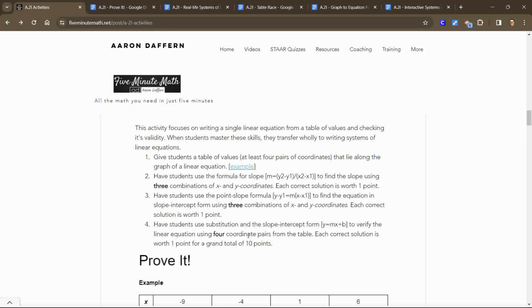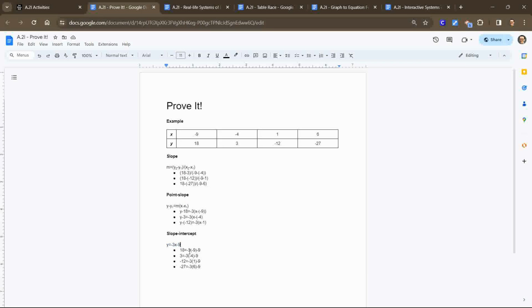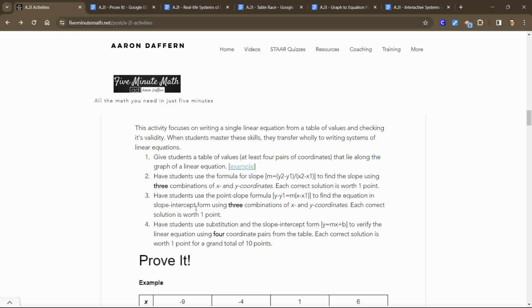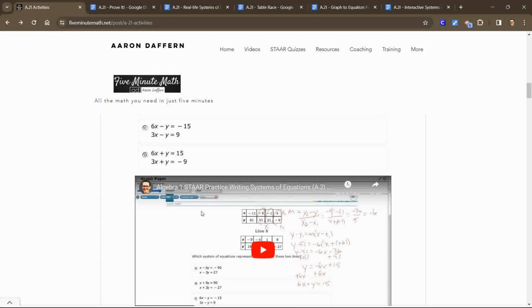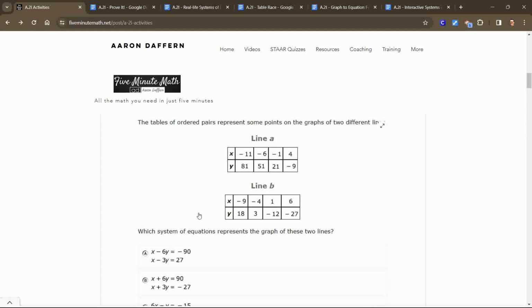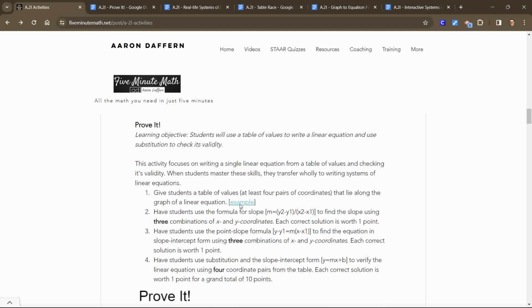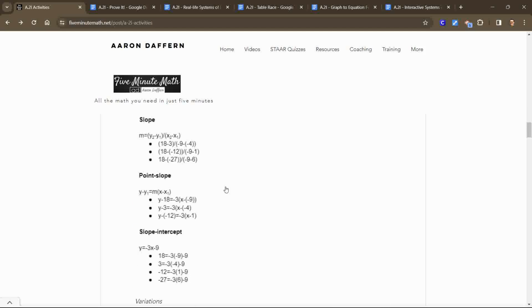Then I want to use all 4 coordinate pairs in substitution to verify. So now I've got my slope-intercept form, right? And I'm just going to plug in each x and y to verify to make sure it's correct. The point here is that we want students to be so familiar on how to take a table of values, turn it into a linear equation, that when they're asked, like in the STAAR test, to create 2 linear equations, it's easy. And they know how to use substitution to prove their answer. So that's just an example of what we did here.